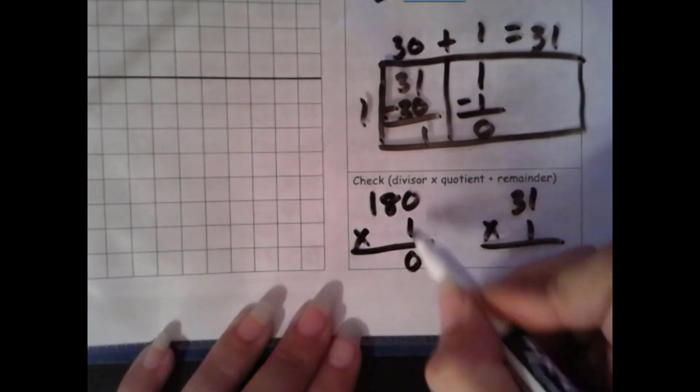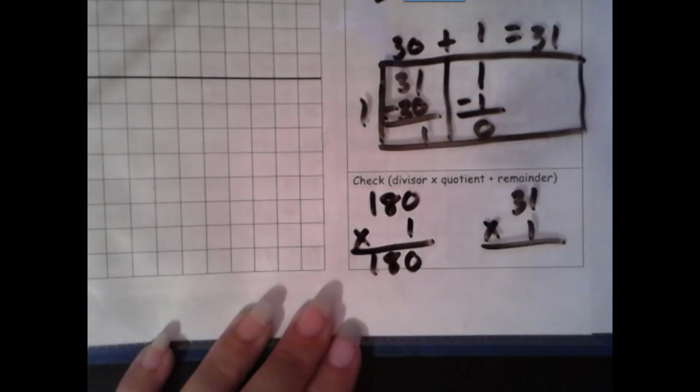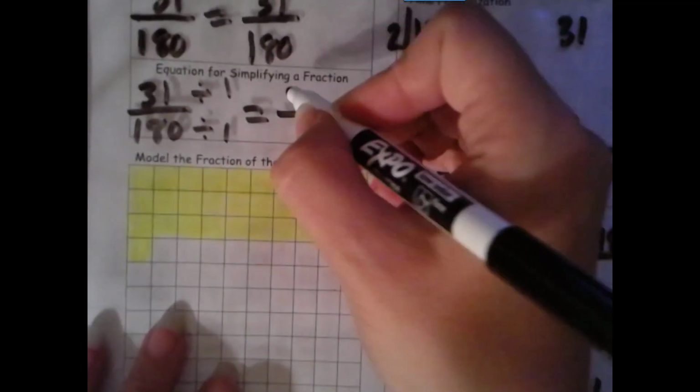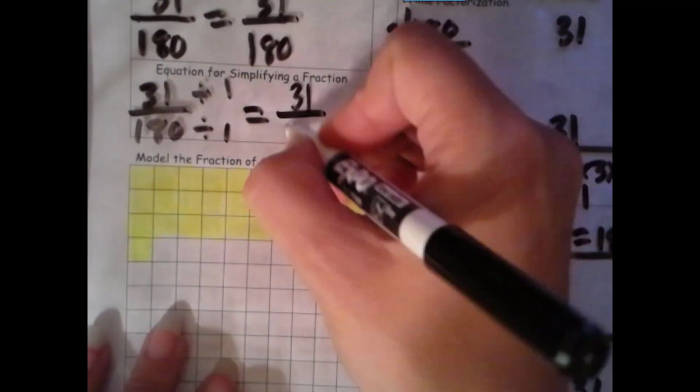1 times 0 is 0, 1 times 8 is 8, 1 times 1 is 1, 1 times 1 is 1, 1 times 3 is 3. That matches, 31 matches, 180 matches. So our fraction is definitely 31 over 180.